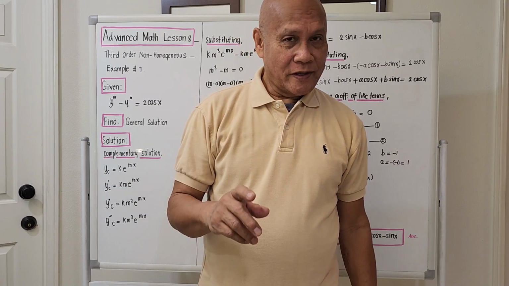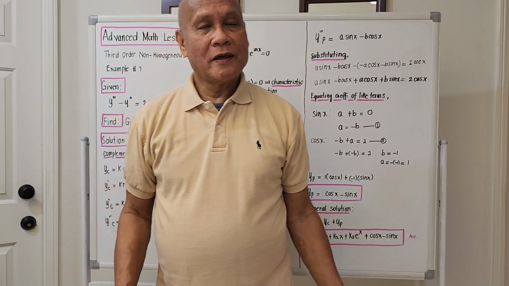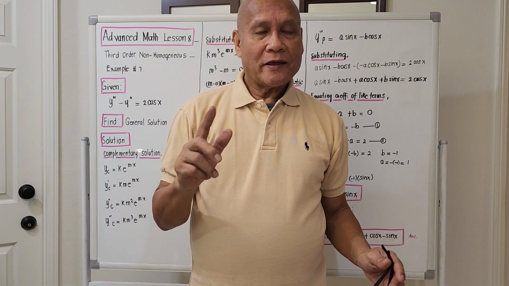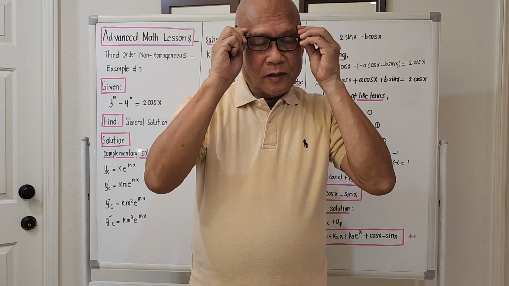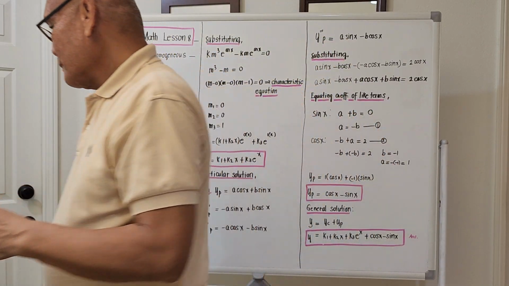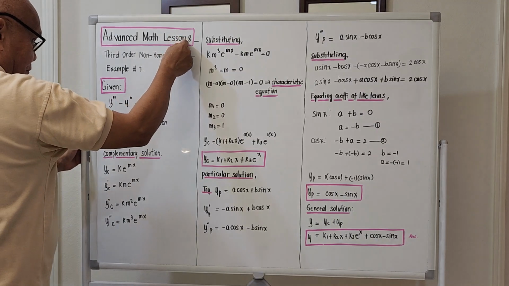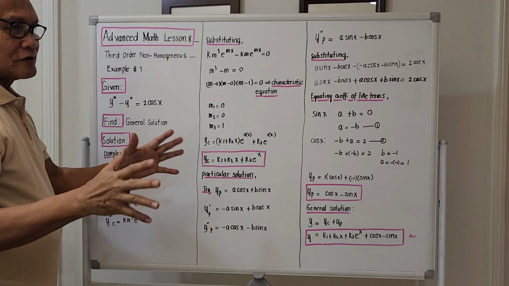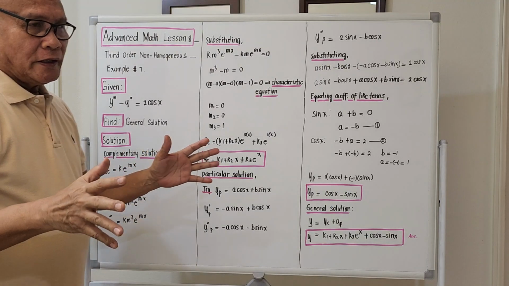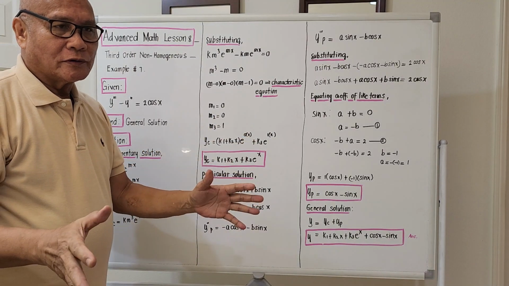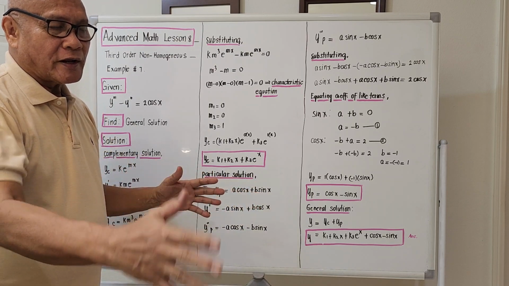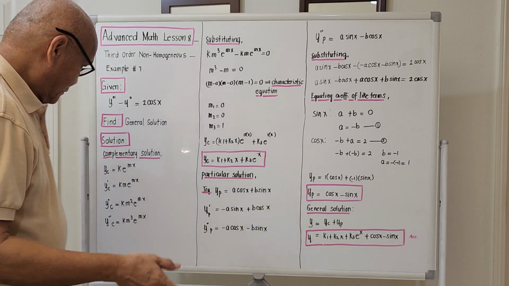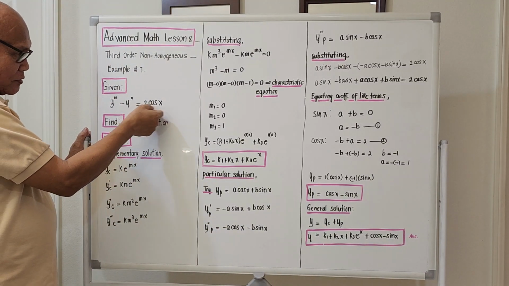Okay, my topic for this afternoon will be a continuation of the advanced mathematics topic, and I think this is now lesson number 8. The contents of lesson number 8 will still be a non-homogeneous differential equation in which the right hand side is not equal to 0, and for this afternoon the right hand side is twice cosine of x.